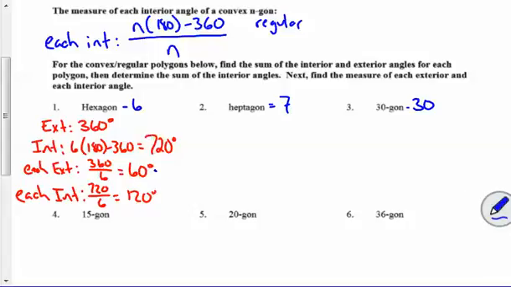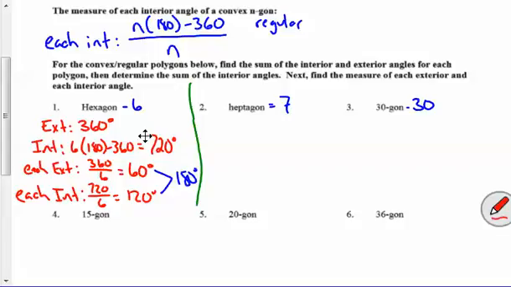Again, that gives us a very clear, very important relationship between the interior and exterior angles, particularly that they equal 180 degrees whenever you add up the interior and the exterior, as we saw in the first problem.